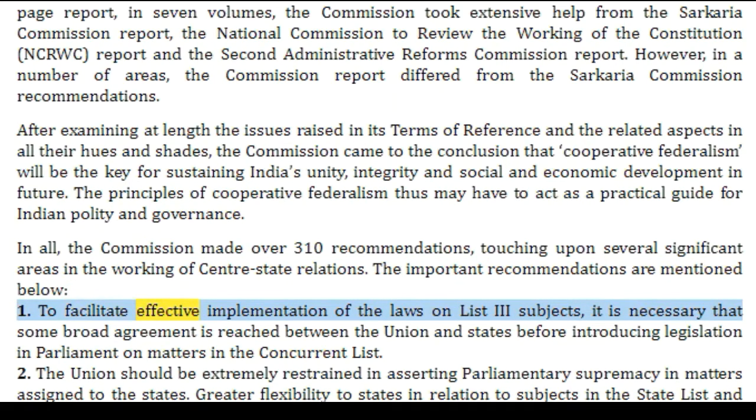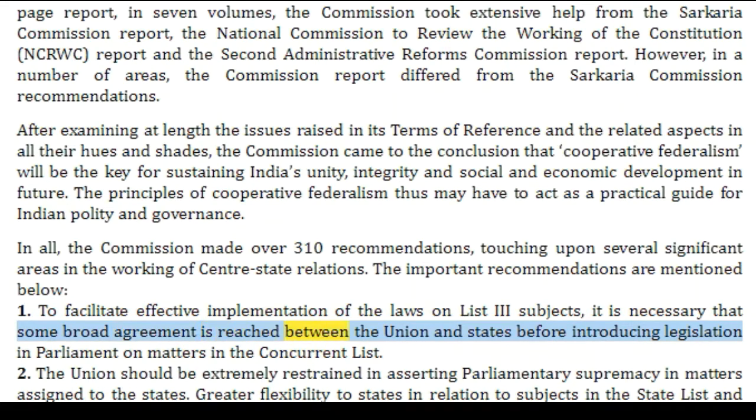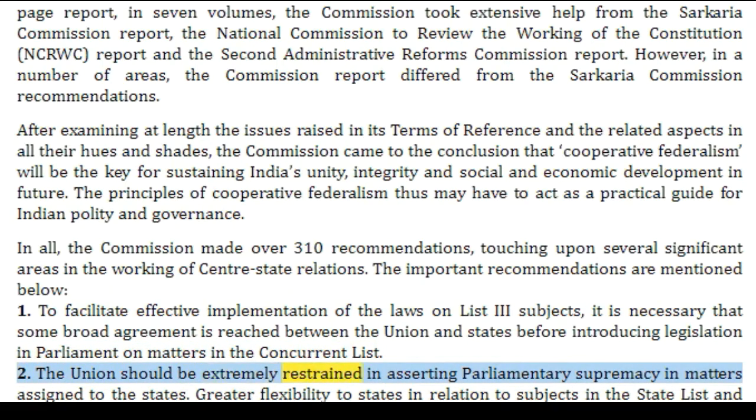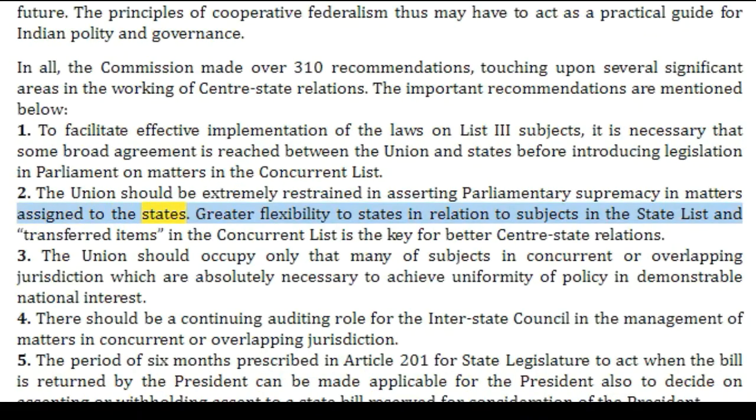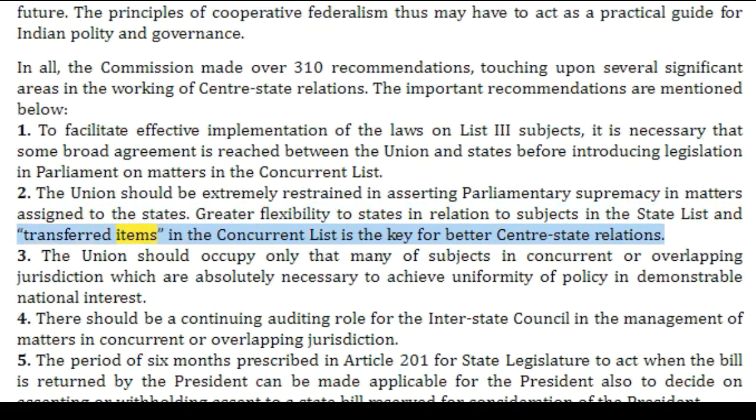1. To facilitate effective implementation of the laws on List 3 subjects, it is necessary that some broad agreement is reached between the Union and states before introducing legislation in Parliament on matters in the concurrent list. 2. The Union should be extremely restrained in asserting parliamentary supremacy in matters assigned to the states. Greater flexibility to states in relation to subjects in the state list and transferred items in the concurrent list is the key for better center-state relations.